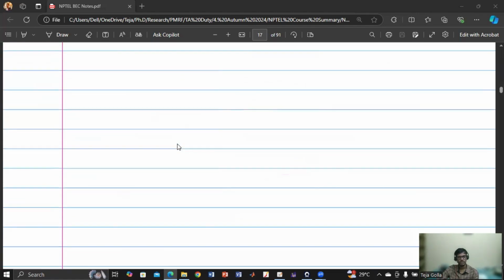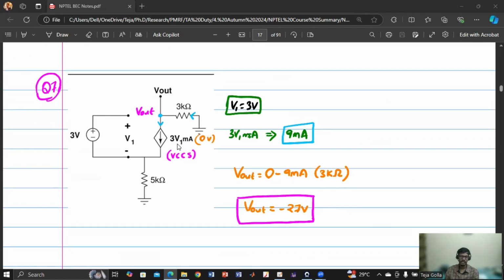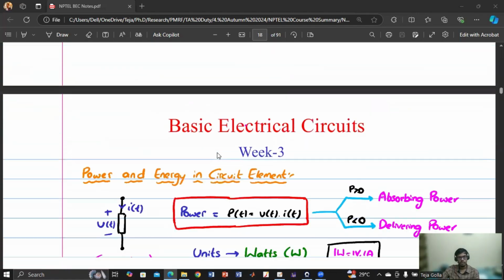So all these circuits can be solved by applying basic KVL and KCL, but the only thing is we have to be careful with the voltage polarity and how this voltage or current is dependent on another voltage or current. Accordingly, we have to apply KVL and KCL and we can solve it easily. So until this point, do you have any doubts?